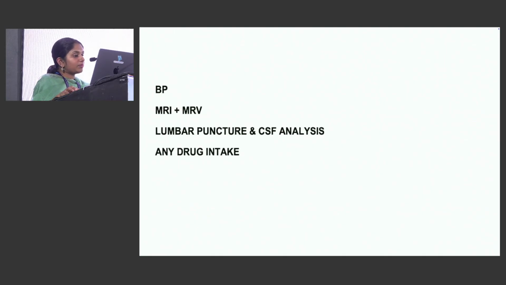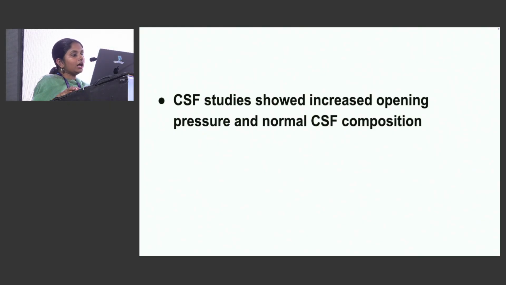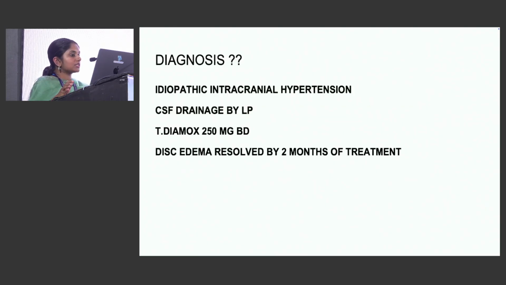So this patient's BP was normal. CT MR imaging was done. It was normal, brain parenchyma normal, along with mild tortuosity of the optic nerve noted. And CSF studies showed increased opening pressure and normal CSF composition. What's the diagnosis? It is idiopathic intracranial hypertension.